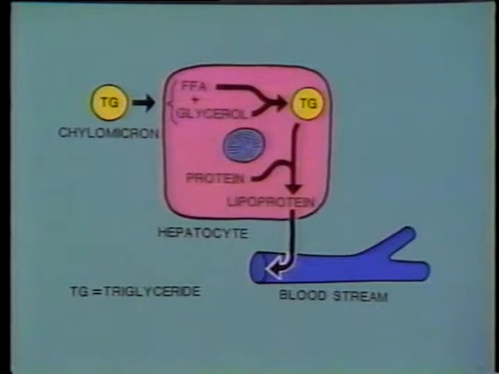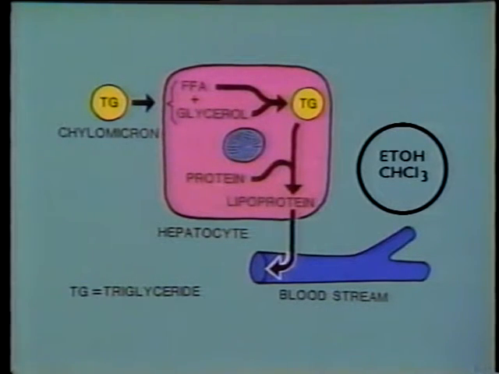This diagram depicts some aspects of lipid metabolism in liver cells. Dietary lipids reach the liver in the form of chylomicrons via the portal vein. The triglycerides in the chylomicrons are broken up into glycerol and free fatty acids by hepatocyte enzymes. These products of enzymatic degradation are then reassembled back into triglycerides and bound to proteins that are synthesized by the hepatocyte. These protein-bound lipids, called lipoproteins, are then secreted into the hepatic sinusoids and leave the liver via the hepatic veins.